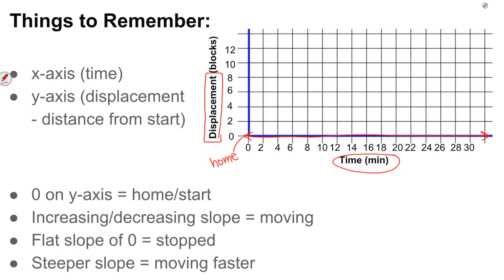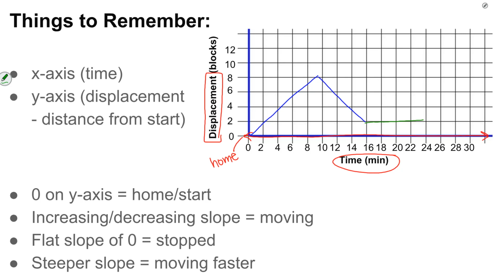So if there's a section of the graph where we have a positive slope, that tells us we are moving away from where we started. Maybe then we turn around and we come back. A negative slope also means that we are moving. The positive and negative tell us if we're walking towards or away from where we started. The third possibility for slope is a flat slope or 0, and that tells us we're stopped. So that would be a segment where our displacement doesn't change, but our time does. So there we're stopped at a displacement of 2 blocks.